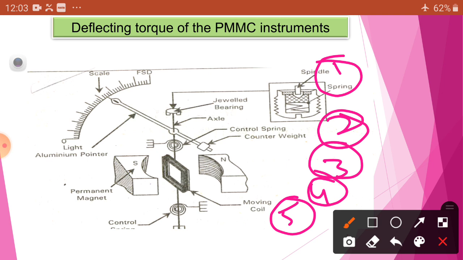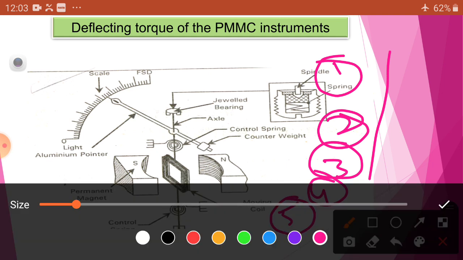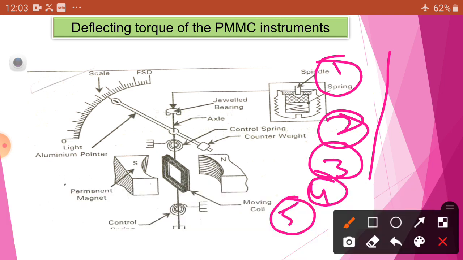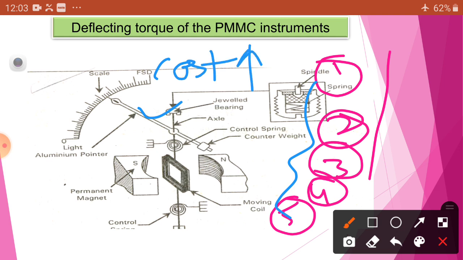Now, what are the disadvantages? There are advantages, and at the same time there are disadvantages also. What are the disadvantages? One, due to all these features, the cost of the equipment is very high. And if the cost is very high, okay, we purchase it, but this costly equipment will measure only DC, and cannot be used for AC purposes. That is one disadvantage.